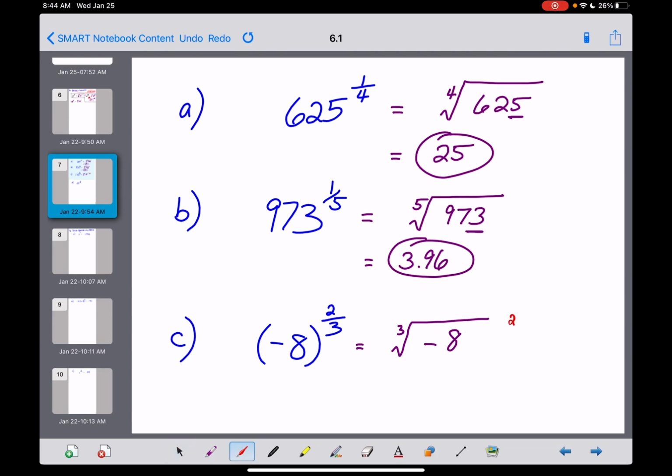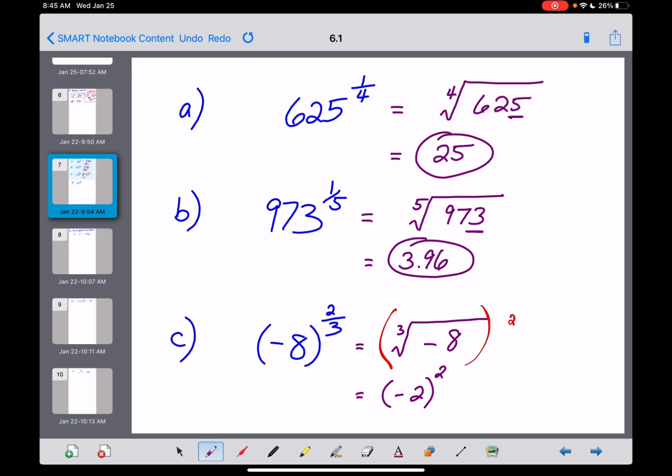What I think is smarter is to put parentheses here and evaluate, if we can, the cube root of -8 first, and then square that result. So here we go. Is 8 a perfect cube? Yes, it is. 2 times 2 times 2 is 8. And because it's negative, our answer there is going to be -2. -2 times -2 is 4, multiplied by another -2 is -8. So the cube root of -8 is -2.